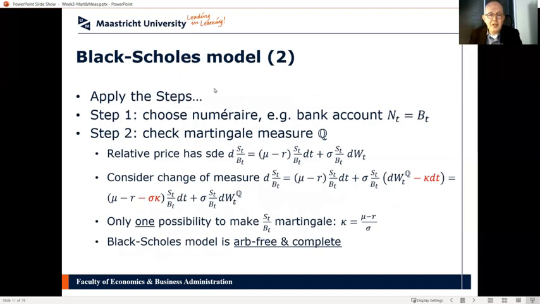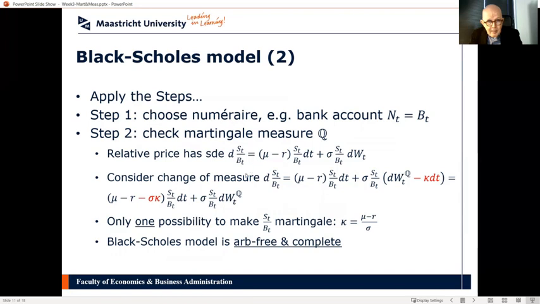So we're going to apply the steps here. And step one is choose a numeraire. Well, in the Black-Scholes economy, there are only two assets that are traded in the economy. There's not much to choose from there. And the standard choice for your numeraire is to choose the bank account. If we choose the bank account, we should check whether a martingale measure exists. There are not that many other assets, so the only thing that needs to become a martingale is the ratio of the stock price over the bank account.